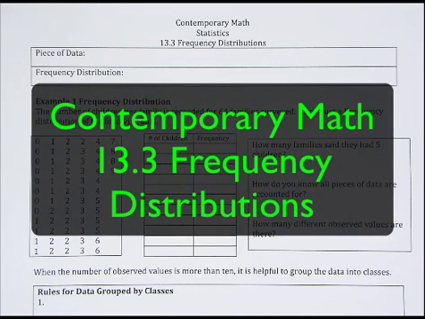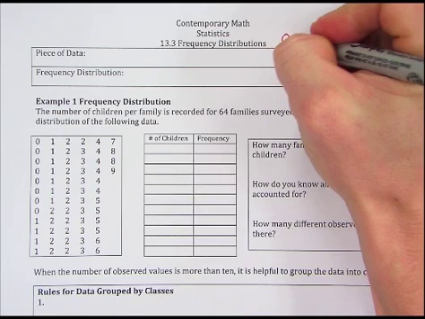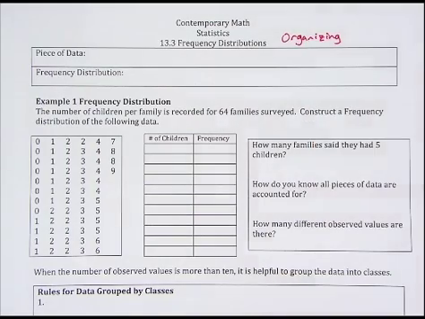Welcome to Contemporary Math. Today's lesson is 13.3 on frequency distributions. So our lesson on frequency distributions has to deal with, once you gather all this data, how do we start organizing it so that we can actually analyze it? So today is going to be all about organizing our data.